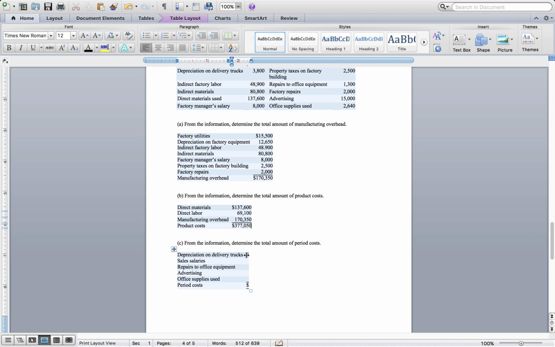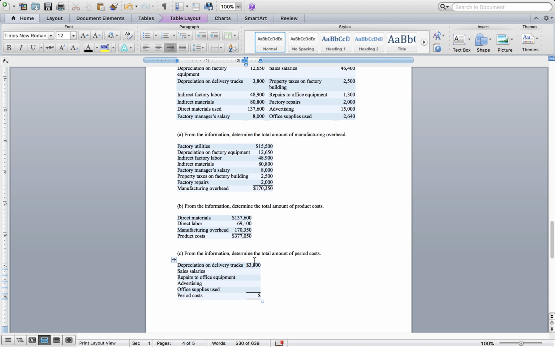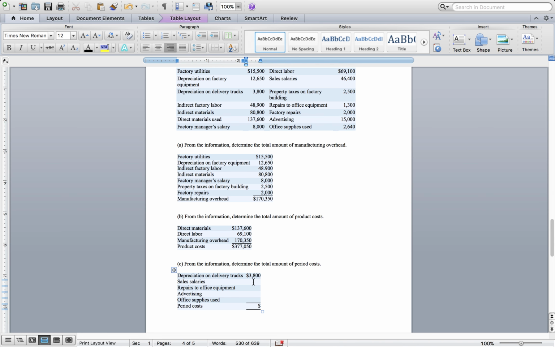Okay, now, period cost is just what pertains to that period. So here's the first part. Depreciation on delivery trucks, that'll be $3,800. What was my sales salary? Okay, so we go up here, find our sales salary. That'll be $46,400. Repairs to the office equipment. Okay, look at that. We see right there, it's $1,300.